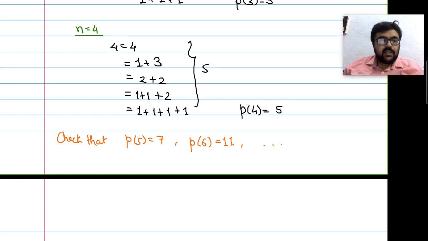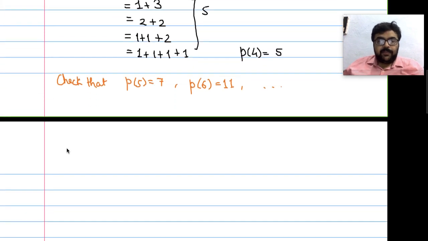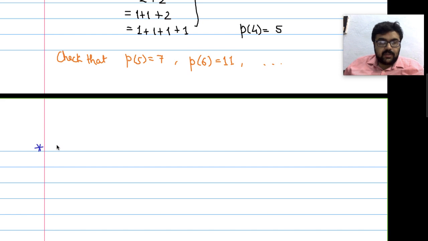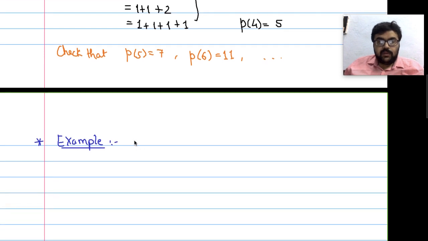Now you must be thinking about what this has to do with Sn. So let us consider an example. A permutation in Sn gives a partition of n.